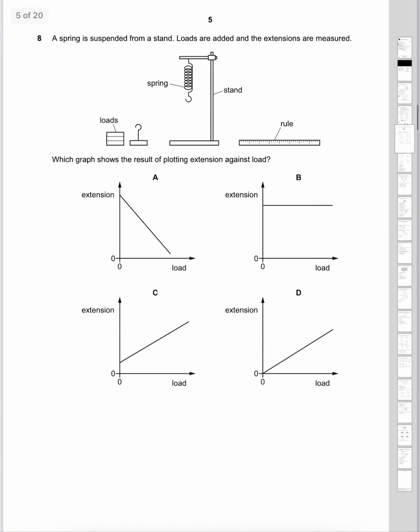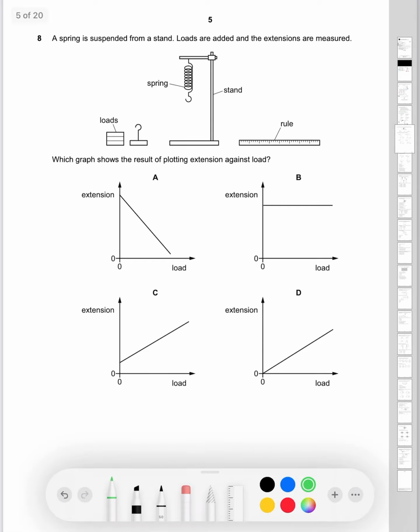Question number 8 says, a spring is suspended from a stand, loads are added, and the extensions are measured. Which graph shows the result of plotting extension against the load? Now, this has to do with Hooke's law. Basically, when you put more load on a spring, it starts to stretch. But at the beginning, the spring obviously doesn't have any extension, so its extension is equal to 0.